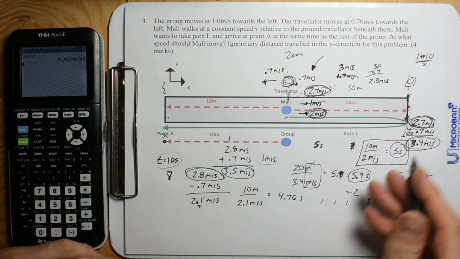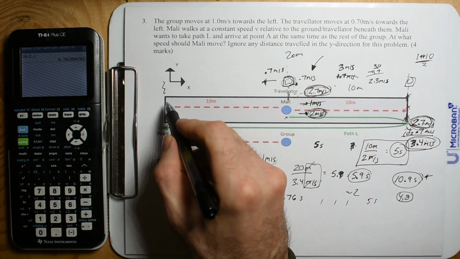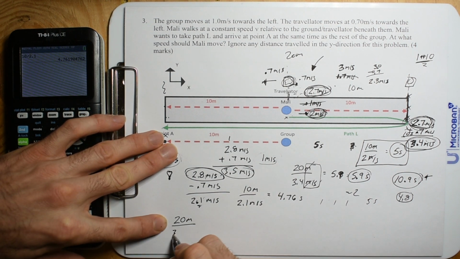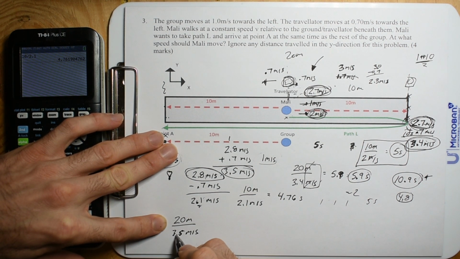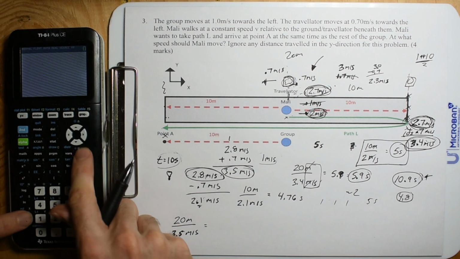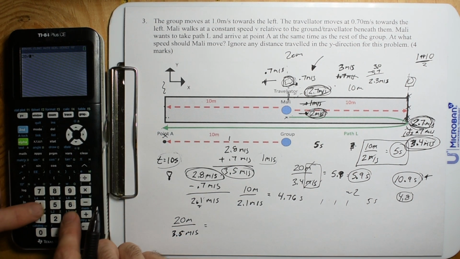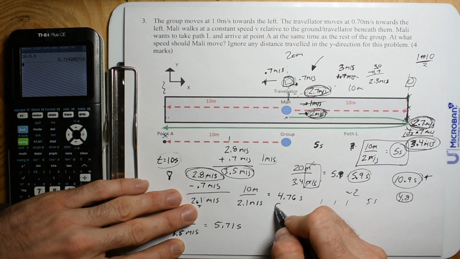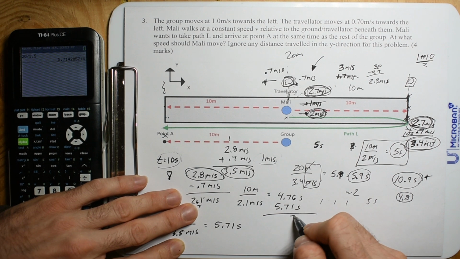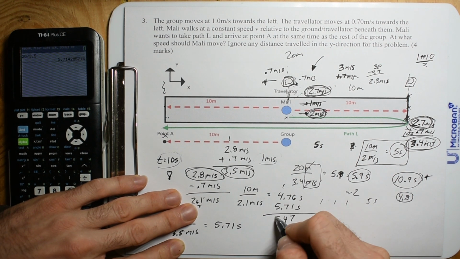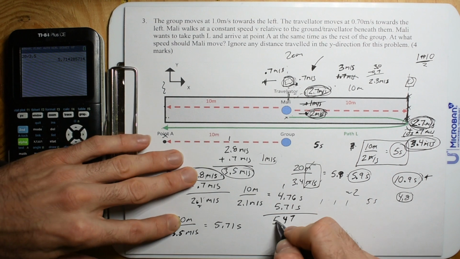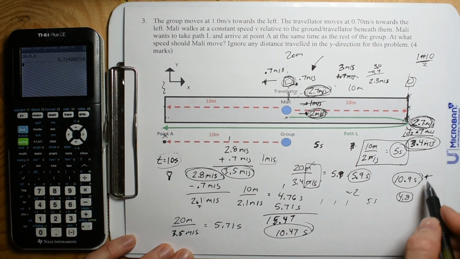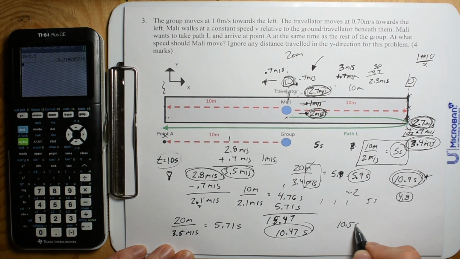All right, sweet. And we need to figure out how long it's going to take to get from here to there. So we're going to have 20 meters divided by 3.5 meters per second. Okay, so 20 divided by 3.5, and we get 5.71 seconds. So let's add these up. Maybe we're pretty close. Okay, so that took 10.47 seconds. Hey, that's getting better. This was 10.9. Now we're 10.5 seconds.